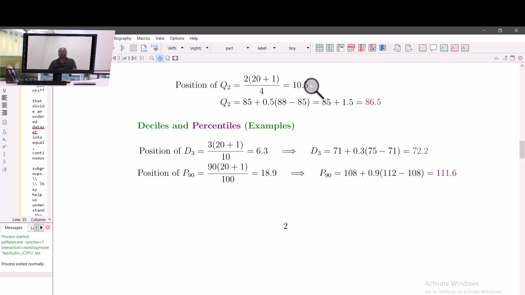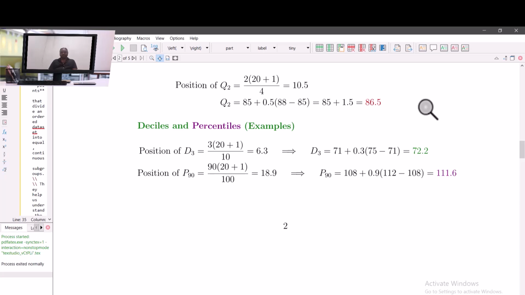So what is the value at this position in the array of data? We follow this interpolation formula. We consider the value at the whole position, which is 10, the tenth position. Then we add the value at a distance of 0.5 forward. That portion lies between the tenth position and the eleventh position. We take the discrepancy, multiply that fraction by this discrepancy, then add it to the 85, and we come up with this value, 86.5.